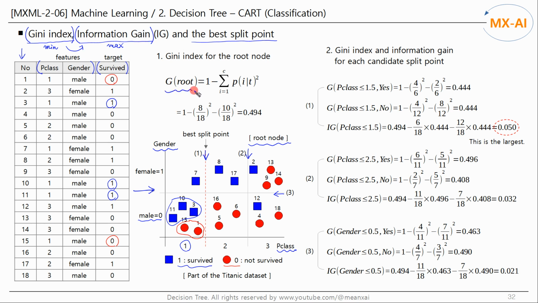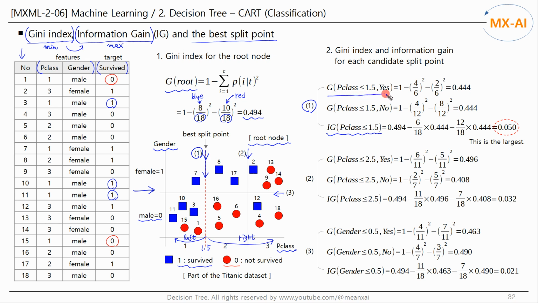First, we calculate the Gini index of the root node. The formula for the Gini index is as follows. Out of a total of 18 data points, there are 8 blue ones and 10 red ones. Then the Gini index of the root node comes out as 0.494. Next, let's calculate the information gain for splitting the root node into 2 child nodes at candidate split point 1. At 1.5 in the P-class feature, split the root node into left and right child nodes.